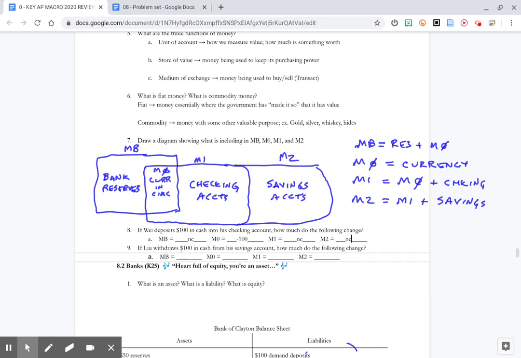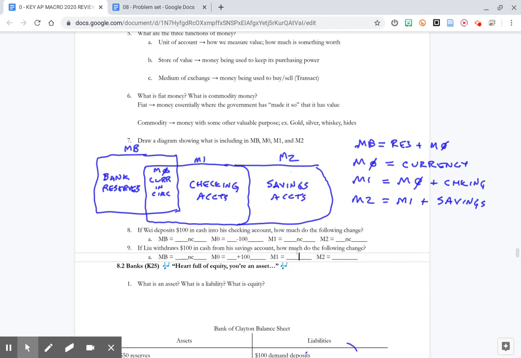Now, if Lu withdraws $100 in cash from his savings account, so moving money from M2 down to M0, how much do the following change? Well, MB, this is where it can get a little wonky. Let's assume that the bank had it in bank reserves. So the money went from bank reserves into currency in circulation. So MB didn't really change. Again, no change there. M0, though? We went from M2, it was over in this part of M2, into this part. And so now M0 is bigger. It's embiggened by 100.